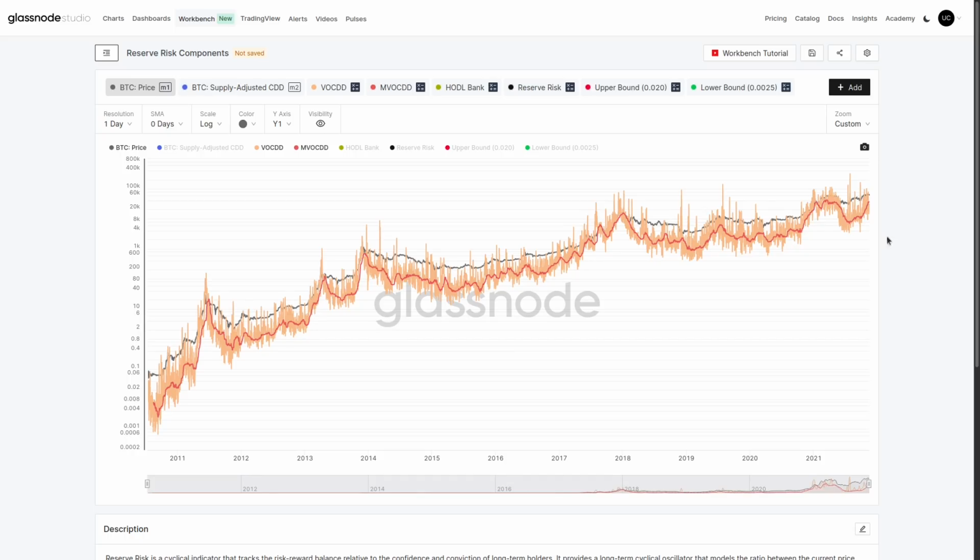So very simply, we have price here in gray in the background, and think of price as the incentive to sell, right? The higher price goes, the more likely somebody is to sell. The orange squiggly line that we see is the value of coin days destroyed. So we mentioned that more coin days are destroyed during bull markets, less during bears. And the red line in the middle is the median value of that.